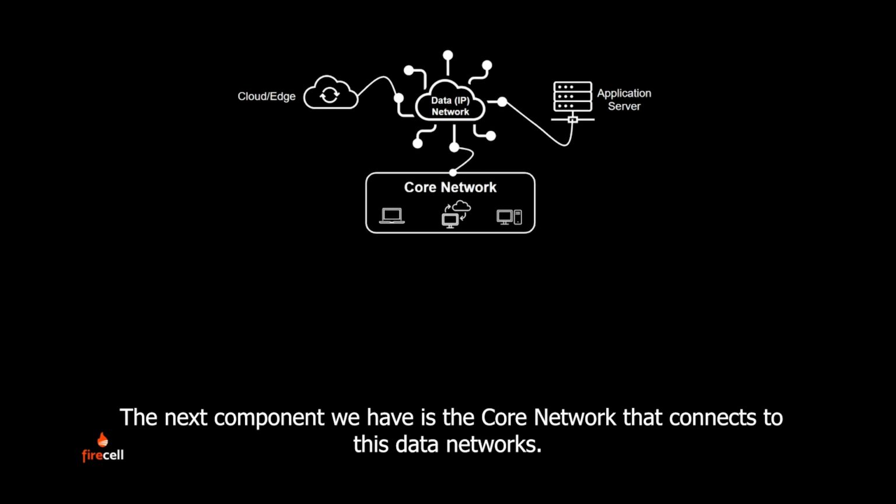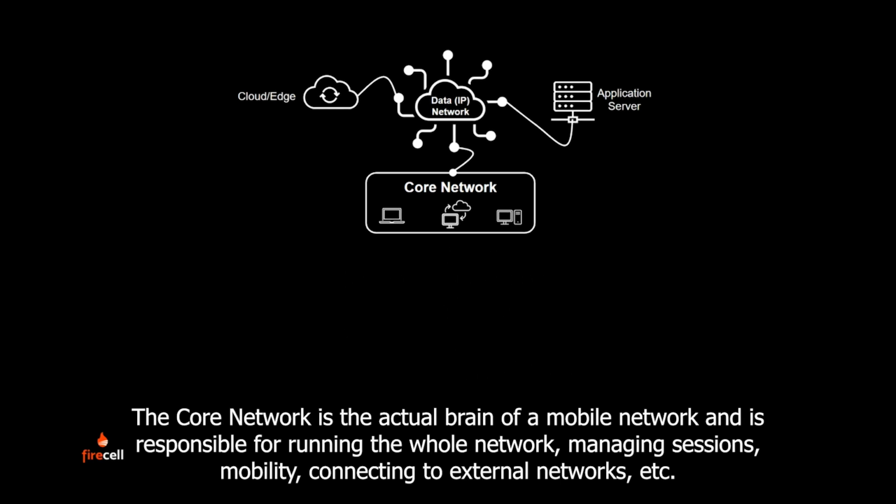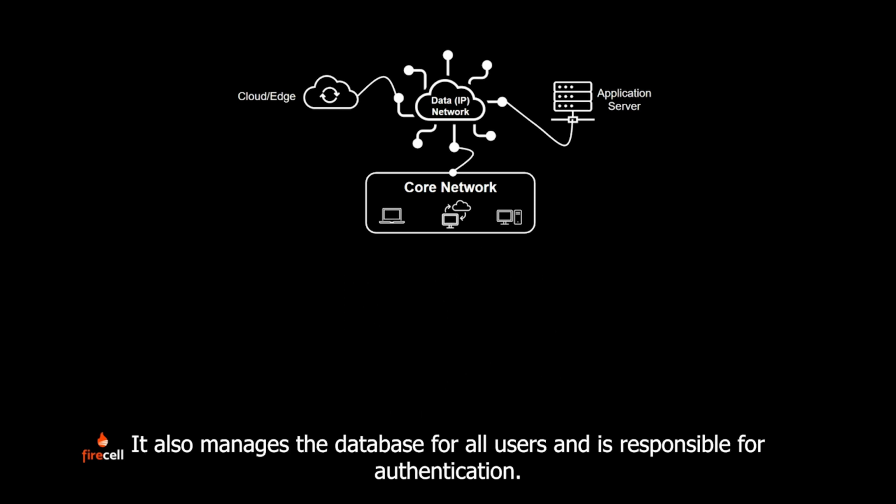The next component we have is the core network that connects to these data networks. The core network is the actual brain of a mobile network and is responsible for running the whole network, managing sessions, mobility, connecting to external networks, etc. It also manages the database for all users and is responsible for authentication.